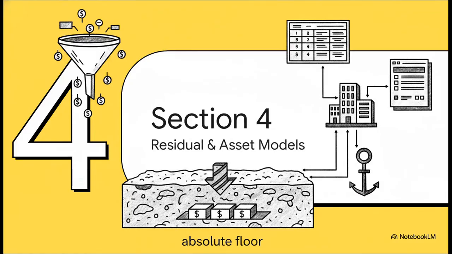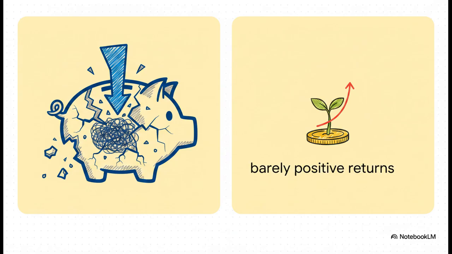Which brings us to Section 4, Residual and Asset Models. We're drilling down to the very bottom of our valuation funnel now, looking at the absolute floor of the company's value through residual income and asset-based modeling. So the residual income model focuses on whether a company is actually generating income above its cost of capital. And right here, we find a fundamental struggle.